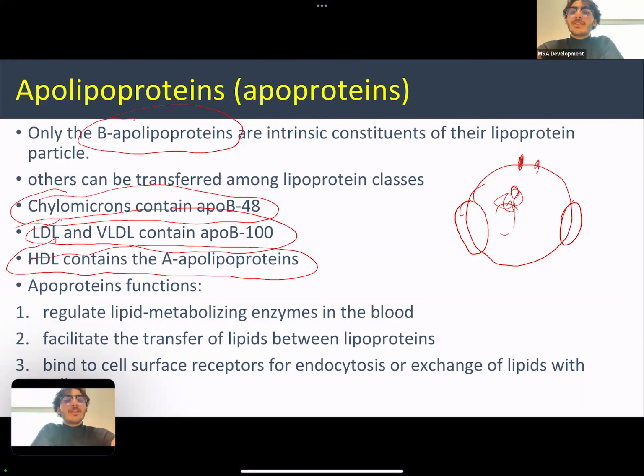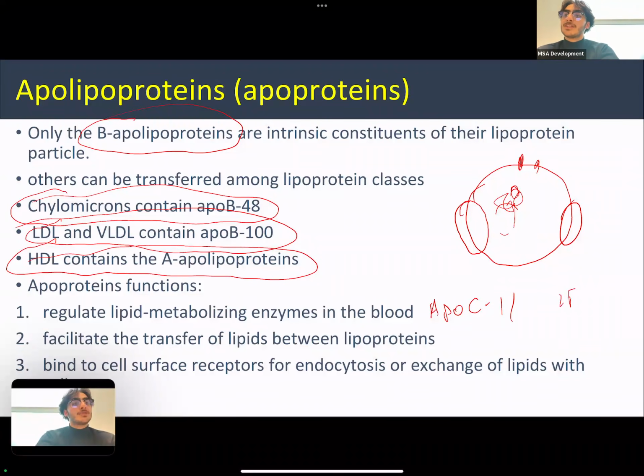First of all, they regulate lipid metabolizing enzymes in the blood. What do you think they're talking about here when they say regulate lipid metabolizing enzymes in the blood? They're of course talking about ApoC2, because ApoC2 attached to the chylomicrons would activate the lipoprotein lipase on the endothelial surface, which would cause the metabolizing enzymes to act on the triglycerides. Of course, we'll be going over this later on.